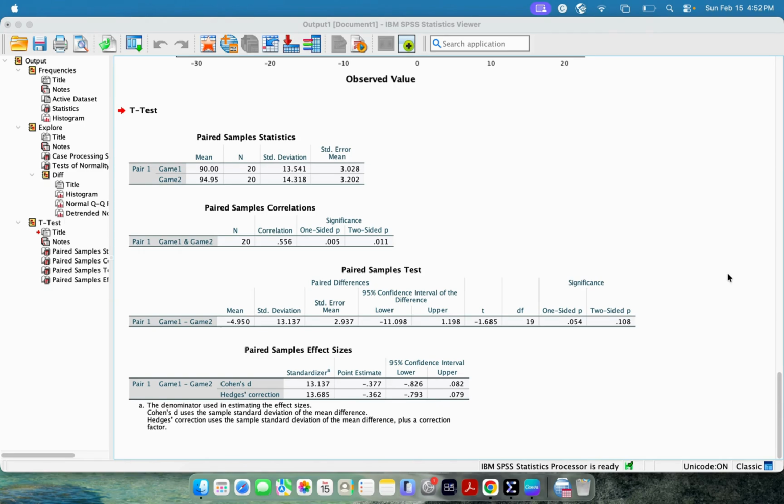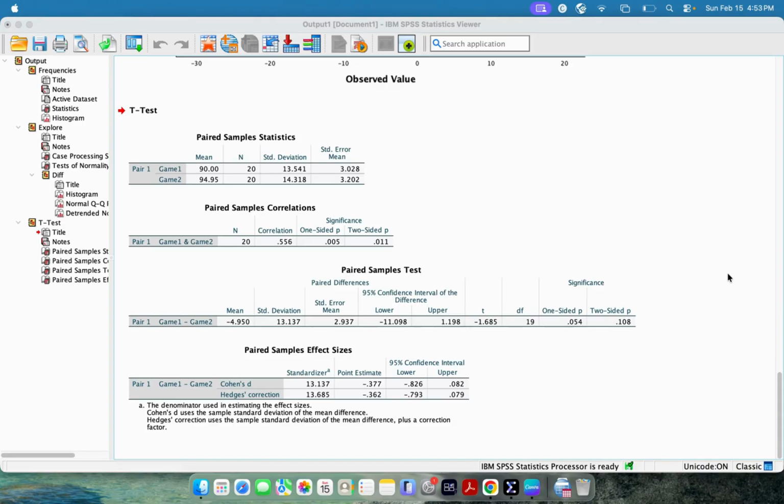Descriptive statistics showed that the average bowling score increased from 90.00 before coaching with a standard deviation of 13.541 to 94.95 after coaching with a standard deviation of 14.318. A paired samples t-test indicated that this increase was not statistically significant, with t(19) equaling negative 1.685, a p of 0.108. To evaluate the magnitude of the change, the percentage improvement was calculated. Scores increased by approximately 5.5% following the coaching session.